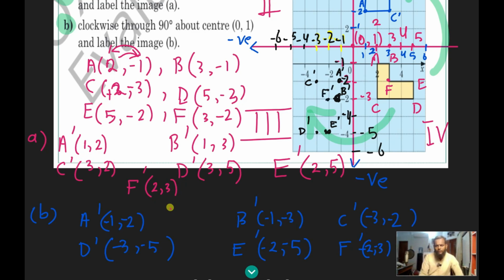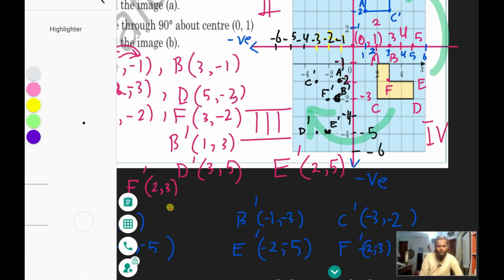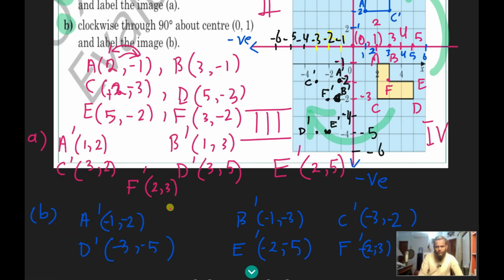So I will join A to B. First step, I will join A to B, then B to C. I am joining A to B. In the real shape, we are joining A to C. So I will join A to C according to the shape. A is joined with C.